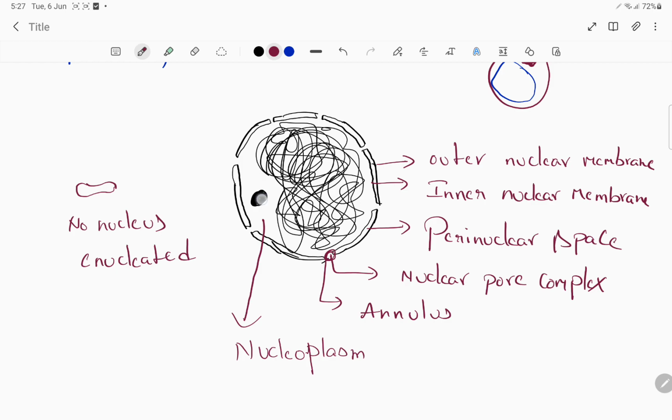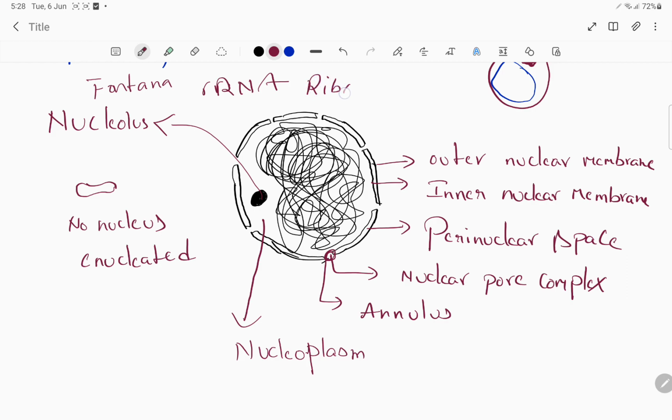And next here we have the nucleolus. Coming to the nucleolus, it was discovered by Fontana, and it appears as a spherical shaped body, and there is no membrane here. It disappears during cell division and reappears during telophase, mainly for production of rRNAs, which means mainly for the production of ribosomes.